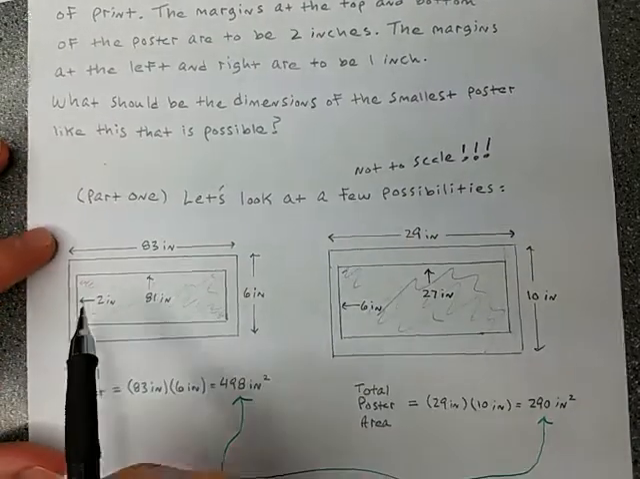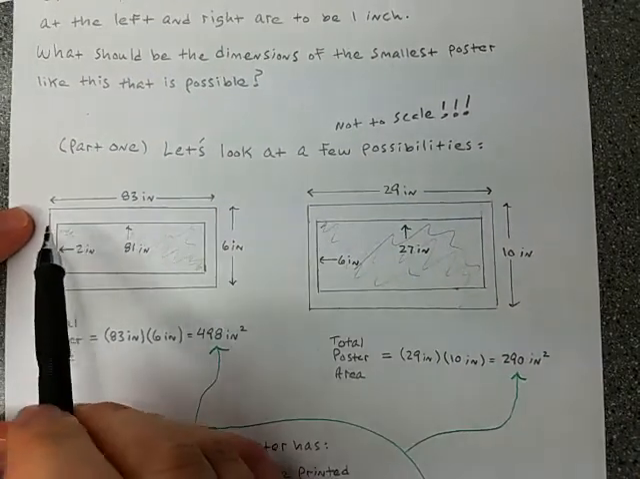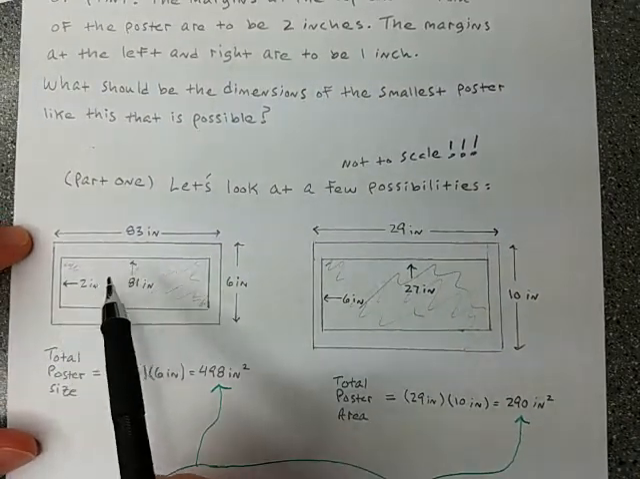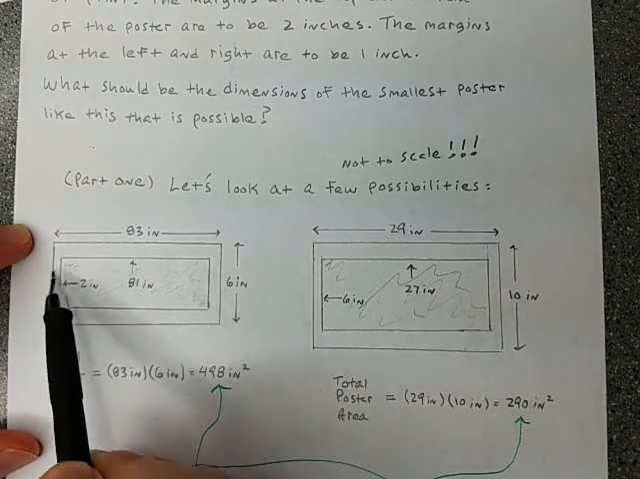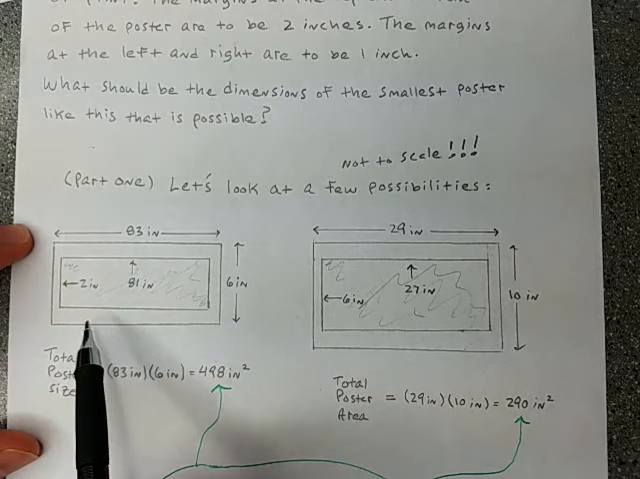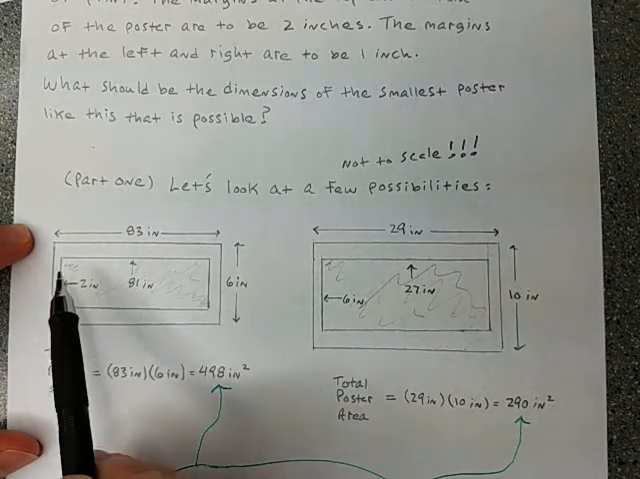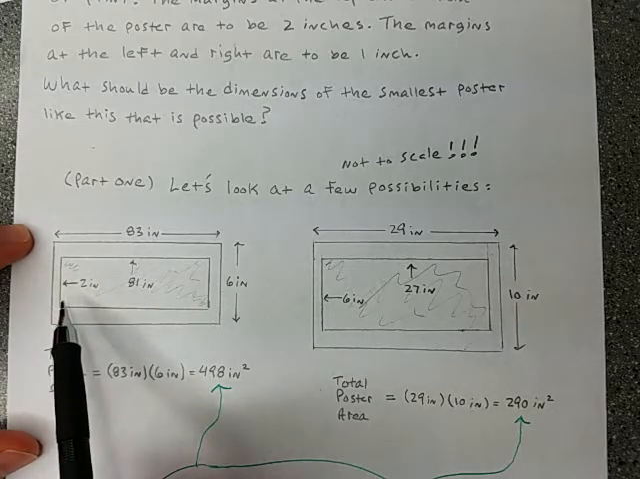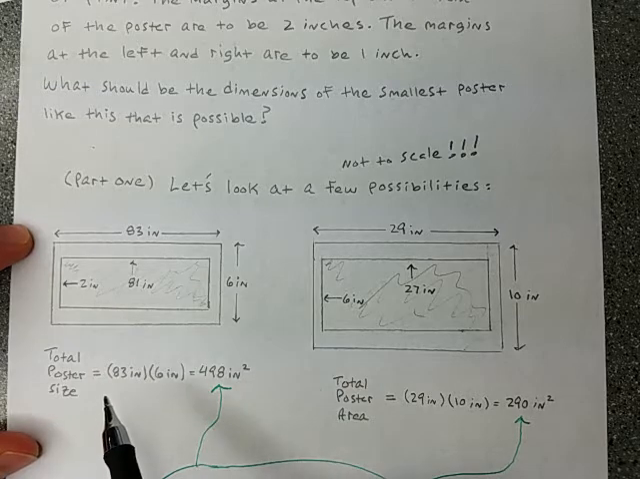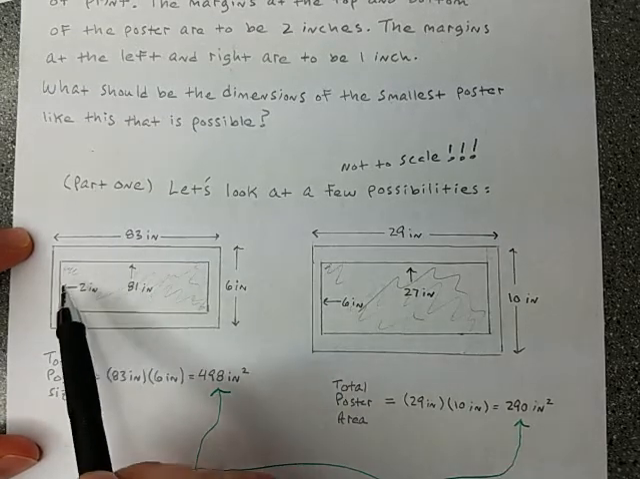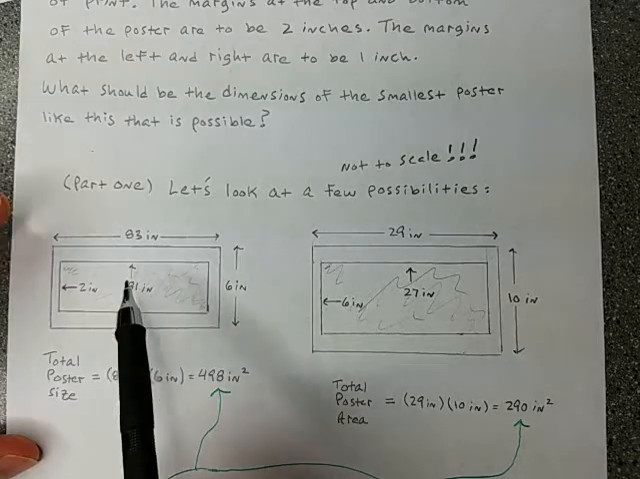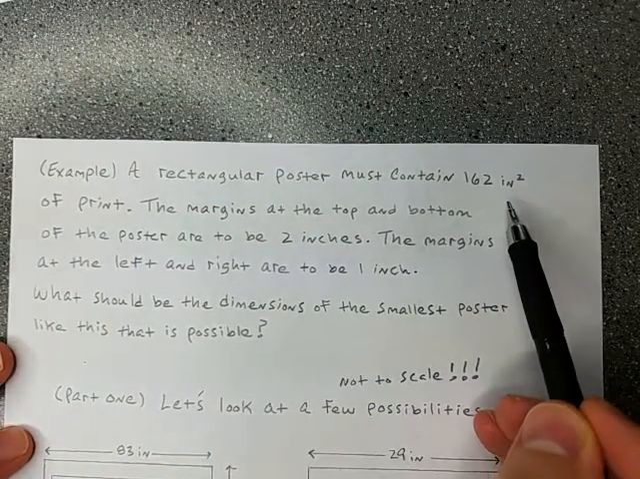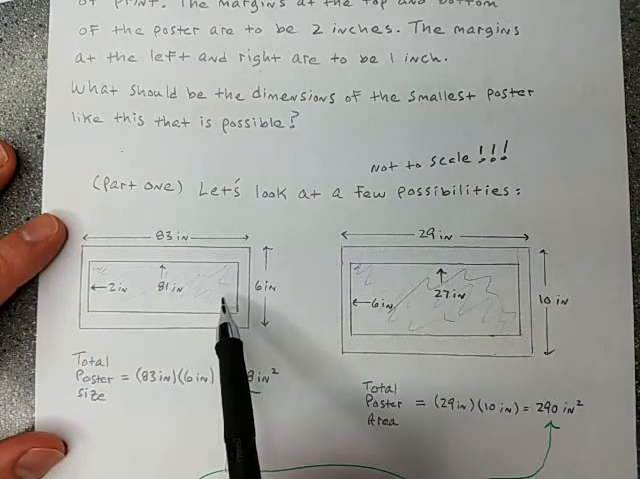Okay, so here is a poster, and it has 162 square inches of printed space on it, like that. It has a margin at the top and the bottom and the left and the right. Now here's just one possibility. It's 2 inches this way, 81 inches that way. That would have 162 square inches of printed space on it.